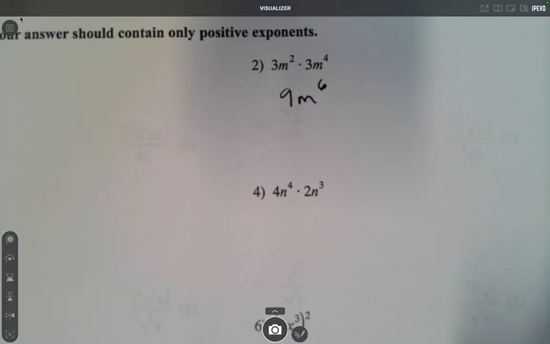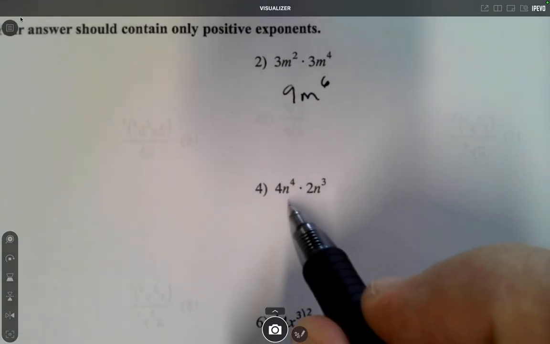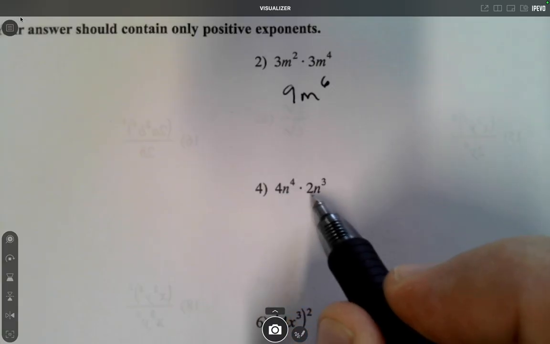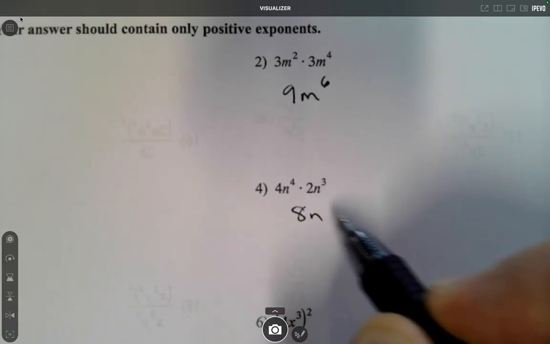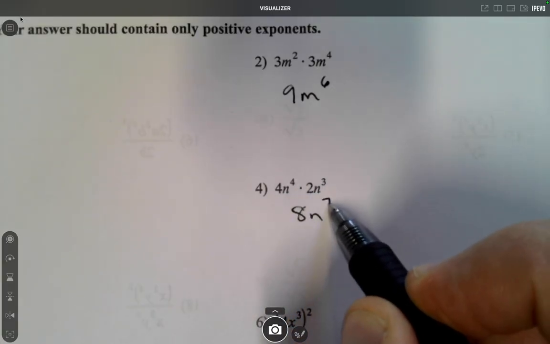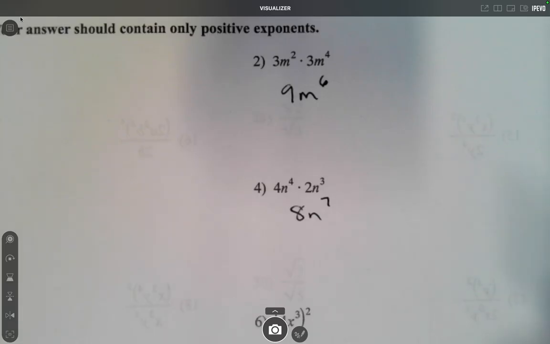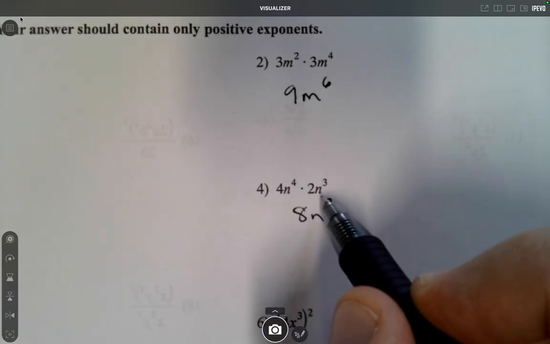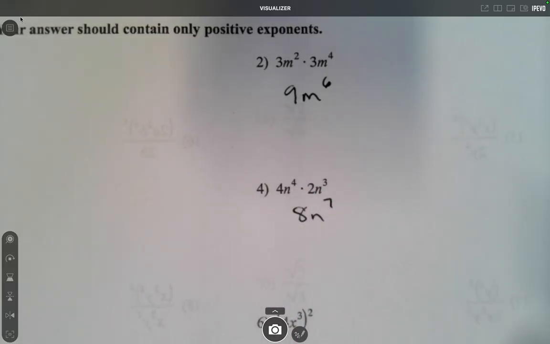We'll follow the same pattern on number 4. We multiply the coefficients. 4 times 2 is 8. 4 plus 3 is 7. Because when we're multiplying, we add the exponents together.